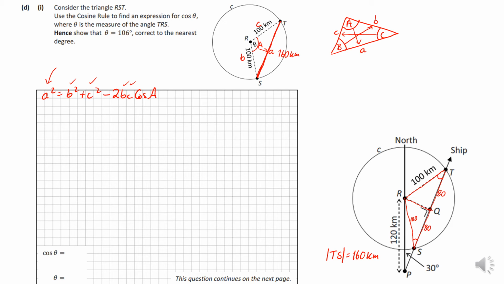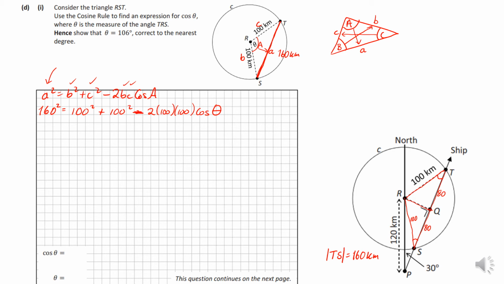So let's fill in what we have. So A, as discussed, is 160 and that needs to be squared. B is 100, that needs to be squared. C is 100, that needs to be squared. Then a minus should come next. Minus 2 times 100 times 100, that's your B and C, cosine theta. So now we have an equation. Might not look so nice, but we have an equation where there is only one unknown quantity, so we should be able to solve it.